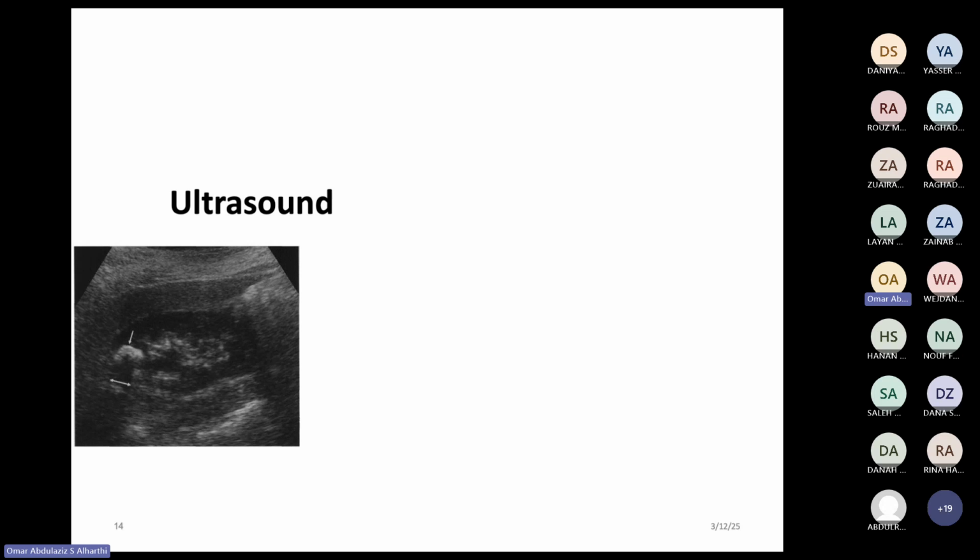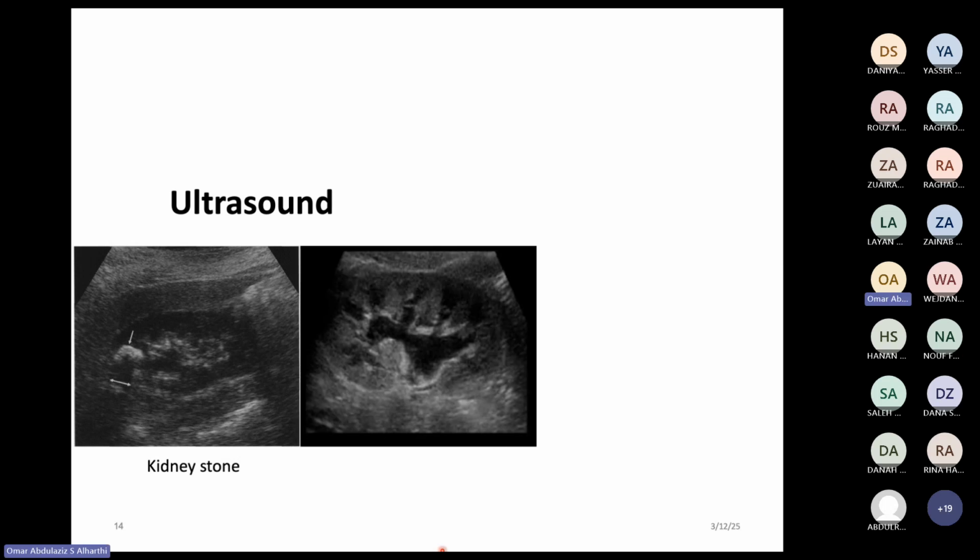All right, so this was X-ray. Moving on to ultrasound. So what is happening here? Kidney stone. Okay, so stones look white on X-ray, they look white on ultrasound. All right, here, what is happening here?